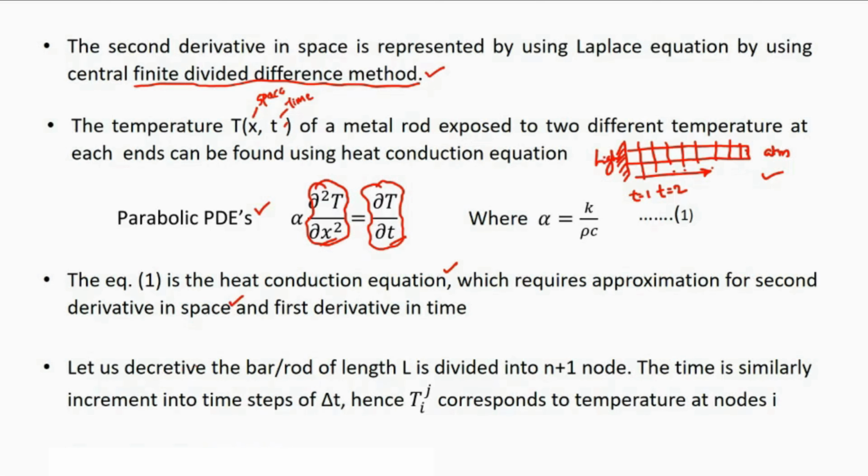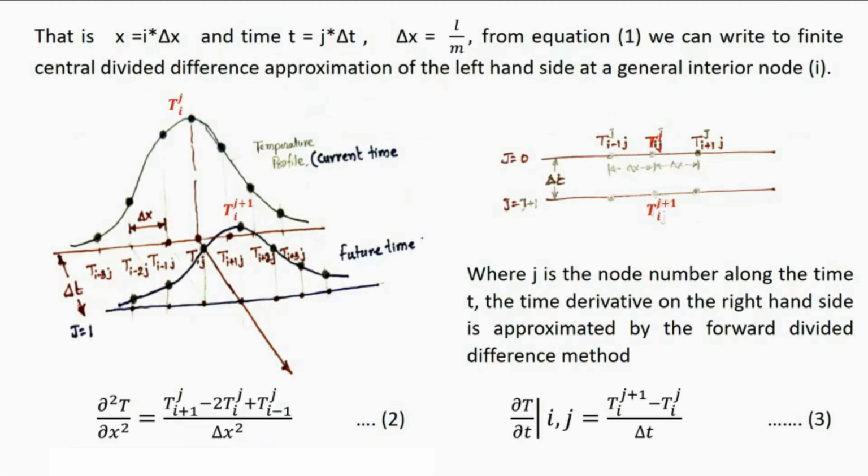So let us discretize the bar or rod of length L, which is divided into n plus 1 nodes. The time is similarly incremented in time steps of delta t. Hence T i j corresponds to the temperature at node i. That is represented with the help of a diagram. So here x is equal to i into delta x, where t is equal to j into delta t.